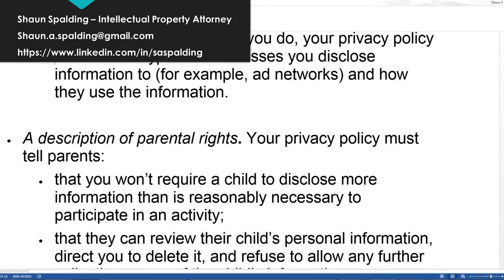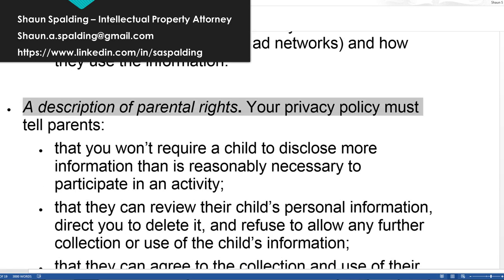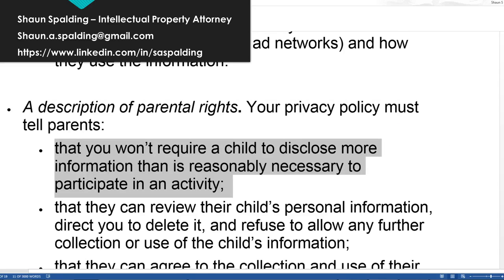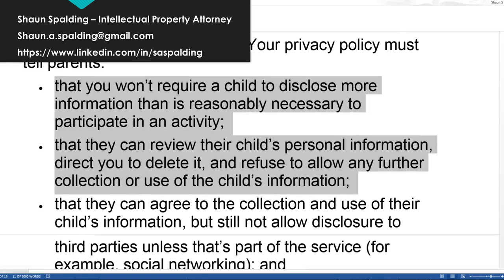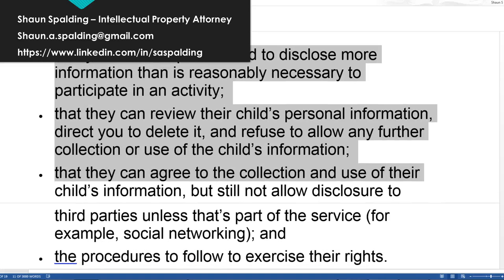All right, continuing. The FTC wants a description of parental rights. And so your privacy policy has to elaborate that you won't require a child to disclose more information than is reasonably necessary to participate in whatever activity they're participating in. You have to tell parents that they can review their child's personal information, direct you to delete it, and refuse to allow any further collection or use of the child's information.